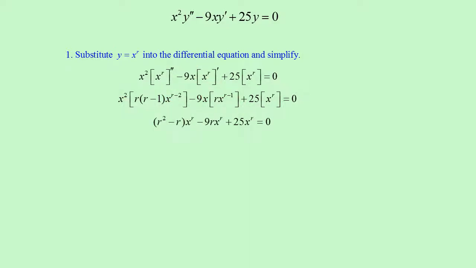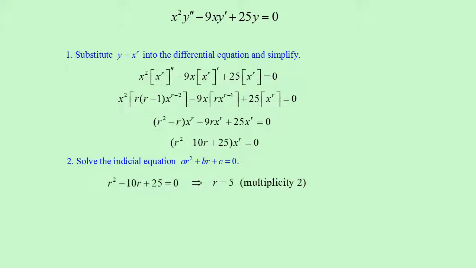Now this one, the indicial equation, r squared minus 10r plus 25, has solutions of r equals 5, which is a solution twice. And so, since we have duplicated solutions, our answer would be c1 x to the 5, plus c2 x to the 5 with ln of x as a second factor.